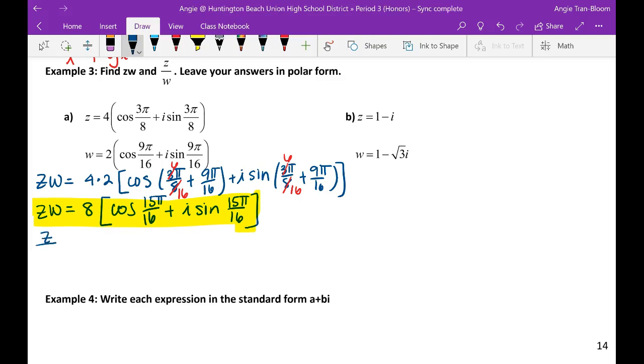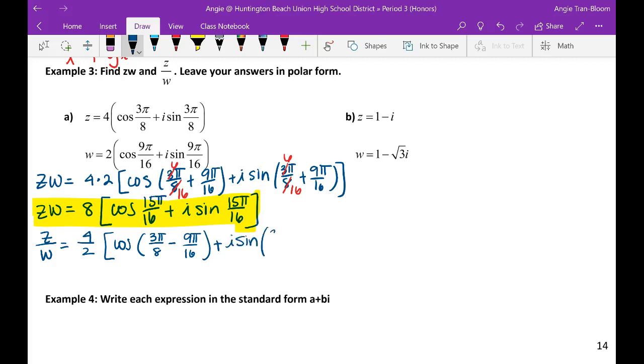Now, what do I do when we divide? Just like a minute ago, we will take the two radii and divide them, okay? And we are now going to subtract your angles. So take the first angle, subtract the second angle, okay? Same thing on this side: first angle, 3 pi over 8, subtract 9 pi over 16.